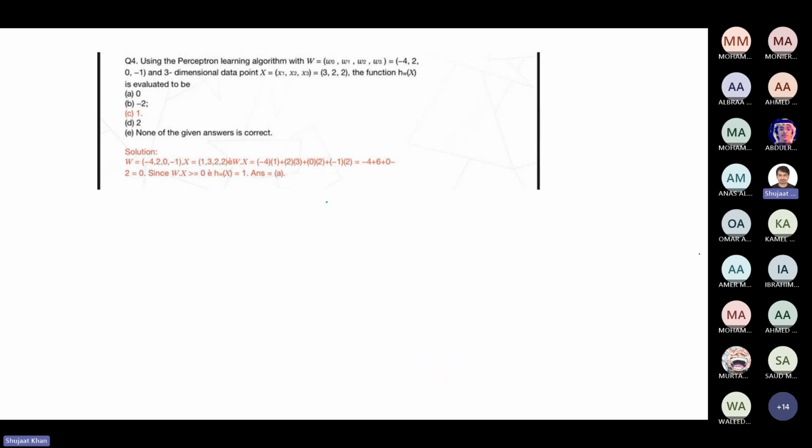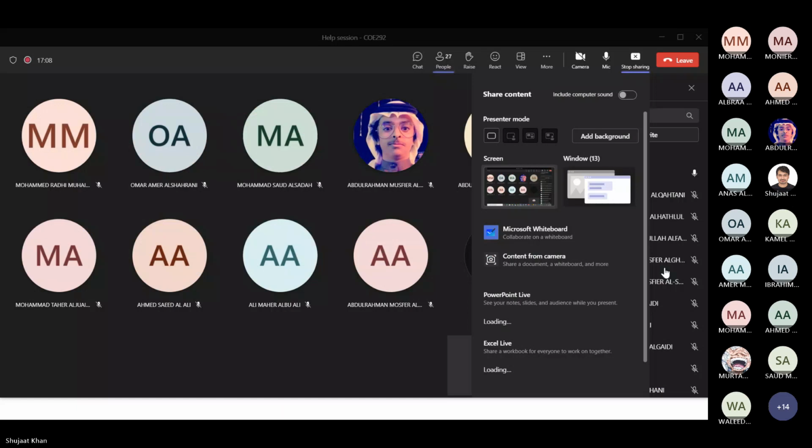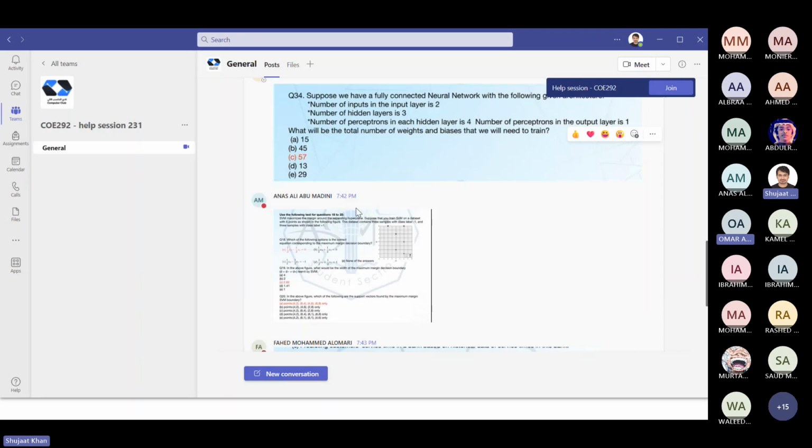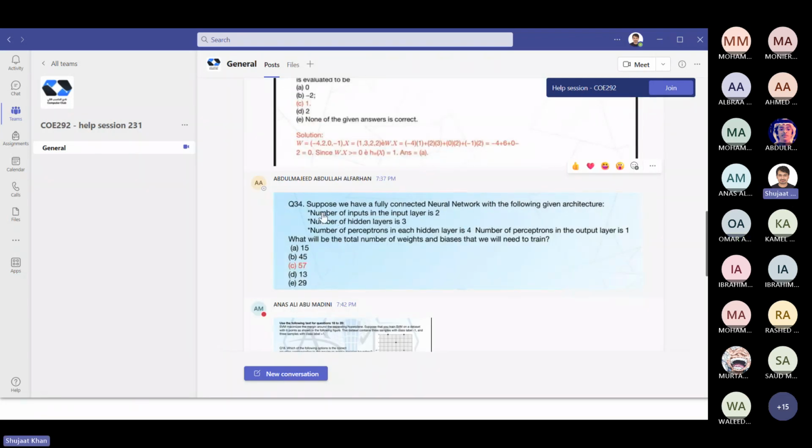Okay, any other question? Yeah, there's a second question from Abdul Majid. Suppose we have a fully connected neural network with the following architecture: the number of inputs in the input layer is 2, and the number of hidden layers is 3. The number of perceptrons in each hidden layer is 4. The number of perceptrons in the output layer is 1. What will be the total number of weights and biases that we will need to train?